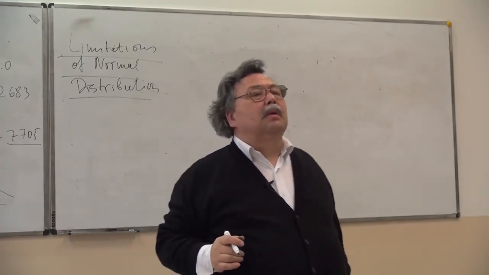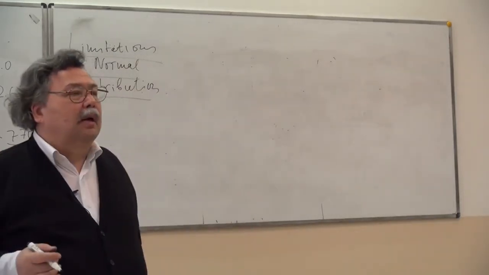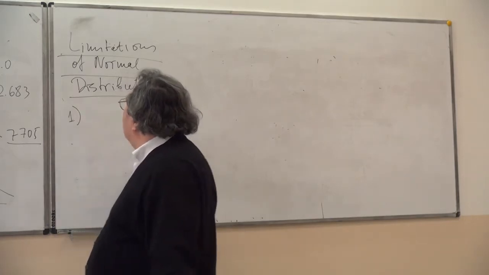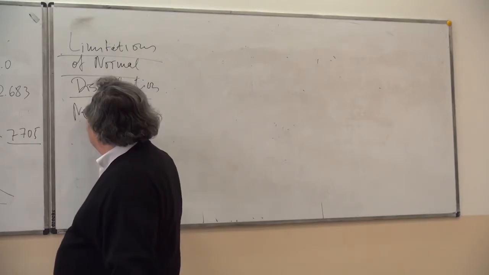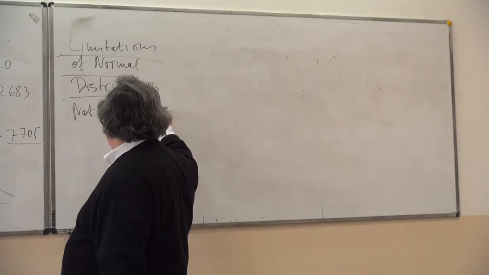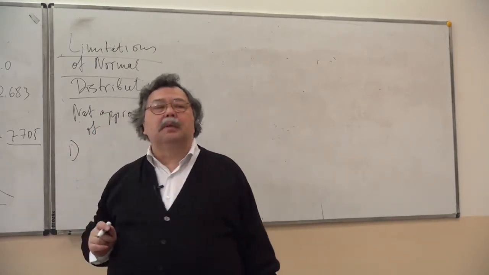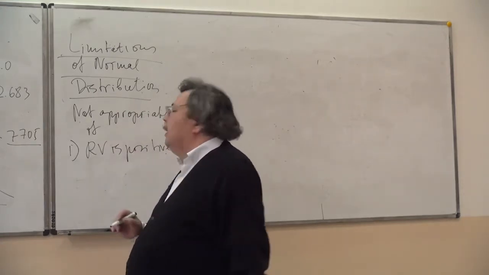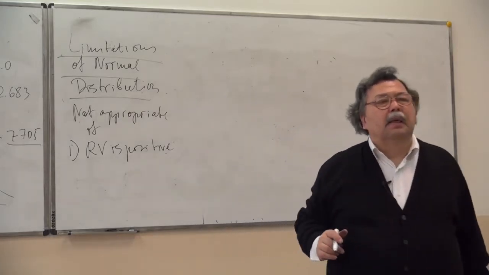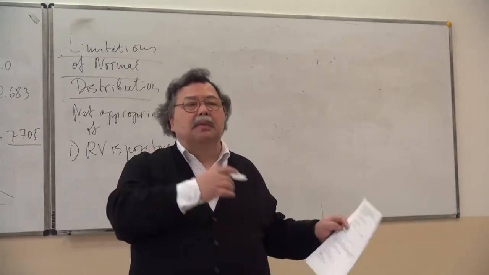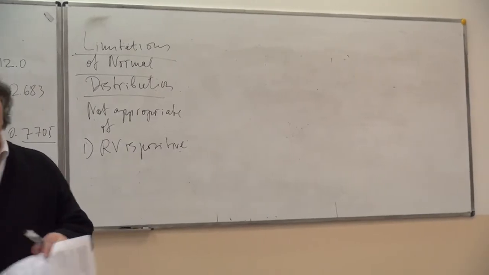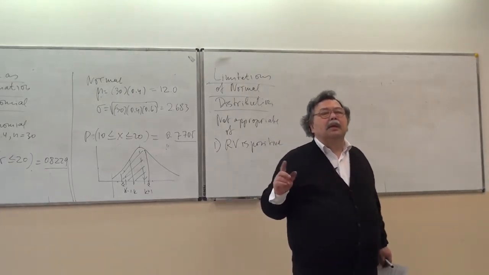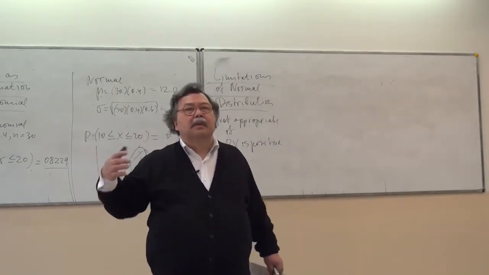It's not always a good idea to use the normal distribution to model the random variable that you have to deal with. A normal distribution is not appropriate if the random variable under study is essentially positive. Well, a comment is necessary here. The normal distribution, by definition, extends from negative infinity to positive infinity. The set of positive possible values for it is just a set of real numbers.